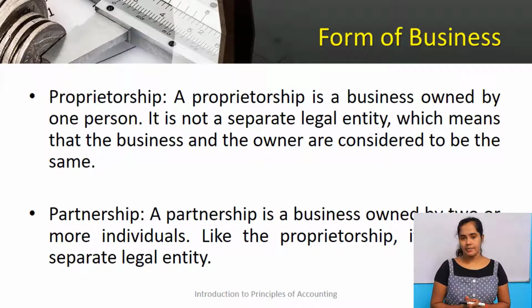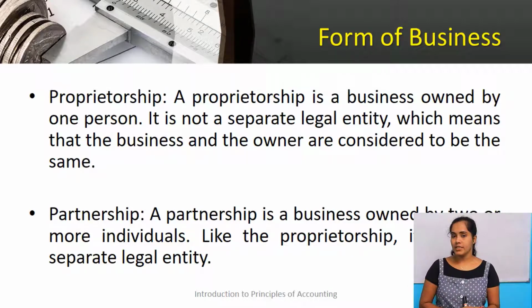So the next type is partnership. A partnership can be started by 1 to 20 partners and they can share the profit proportionate to their capital invested. In this partnership also, there is no separate legal entity. So here also, the business cannot be separated from its owners.